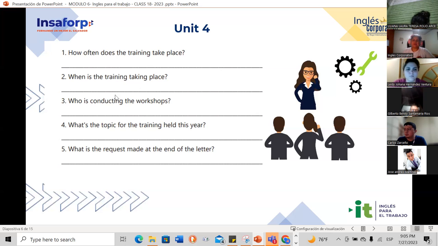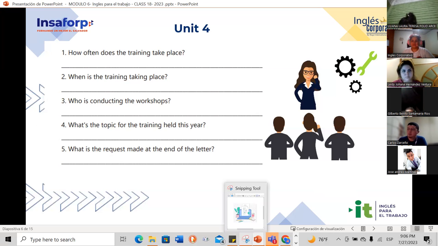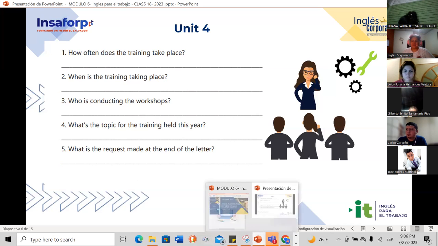Okay. And in your notebook, en su libreta de apuntes, I guess you have one. So you are going to create the questions like this. For example, how often does the training take place? When is the training taking place? Who is conducting the training? What is the topic in the training? What is the request made at the end of the email? Any other question that you may consider important, okay? And you are going to reply that with the same information that you have in the email. ¿Sí me doy a entender? Van a hacer 5 preguntas basadas en la información que usted recibió en el email.